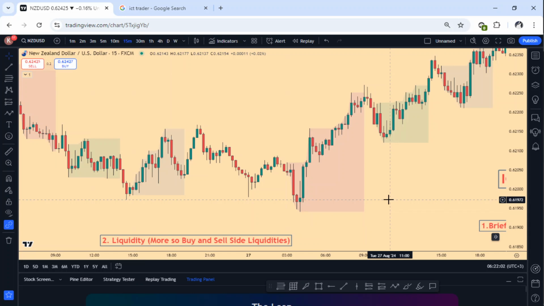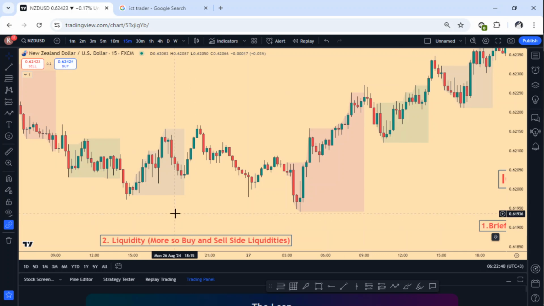So that basically means that liquidity is just money in the market, where the money enters and where the money leaves. It can be buy stops, sell stops, etc. So liquidity refers to areas where many buy or sell orders are placed. ICT traders look for liquidity pools where stop losses are likely to be hit, as these areas often lead to price reversal or strong price movement. For example, swing highs, lows, trend lines, and round numbers.